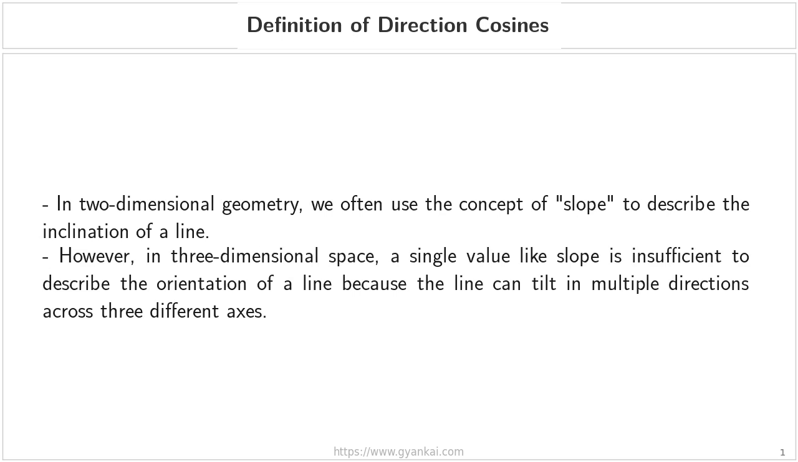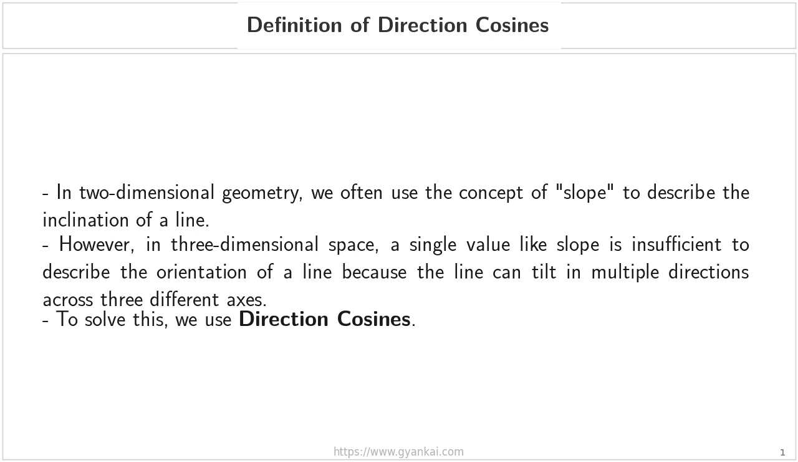However, as we move into the study of three-dimensional space, we run into a bit of a challenge. A single value like slope is simply insufficient to describe the orientation of a line in 3D. This is because, unlike a flat plane, a line in 3D space can tilt in multiple directions across three different axes. The x, the y, and the z. One number just can't capture all that movement. So, how do we fix this?